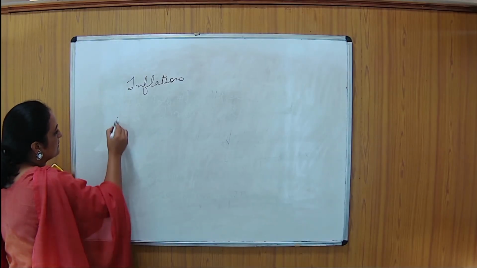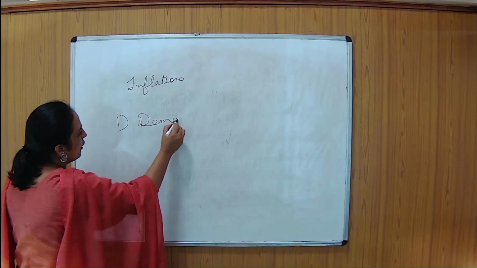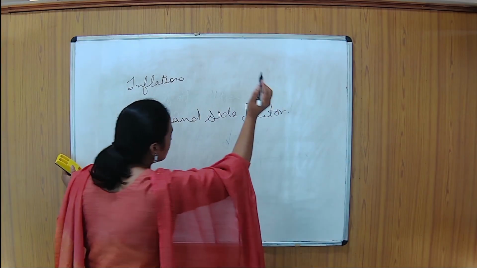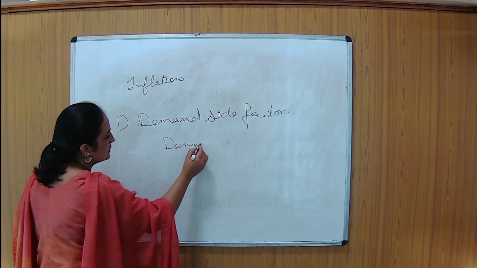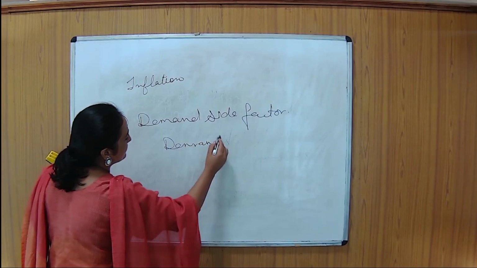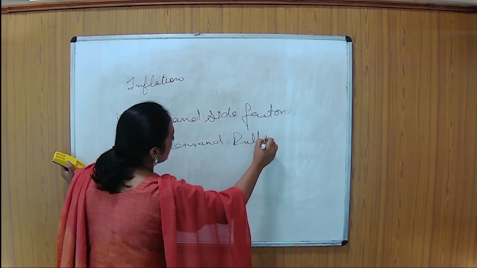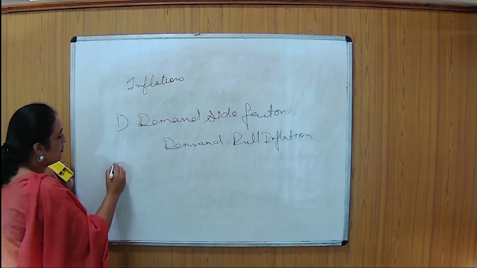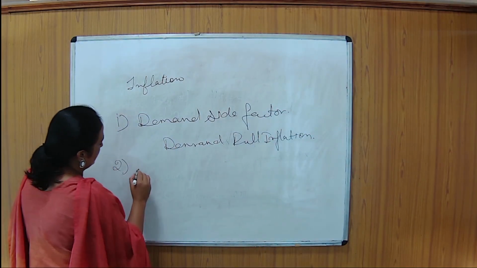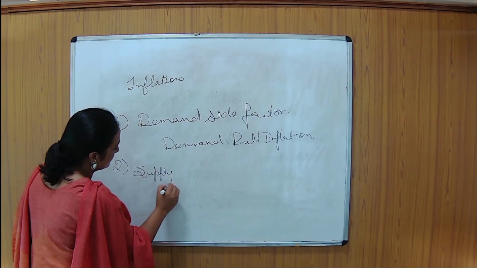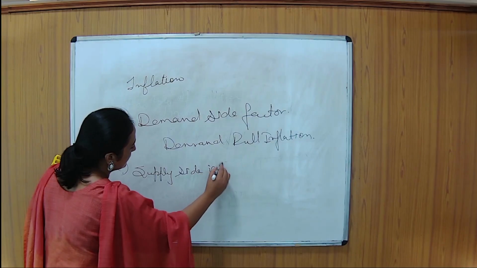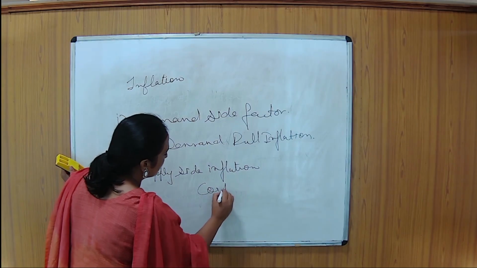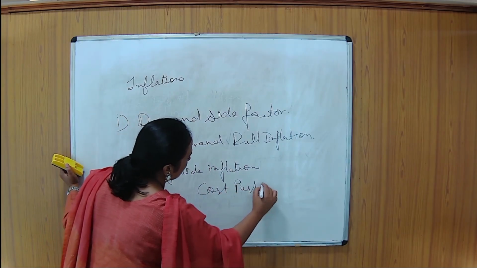The first one is the demand factor, or you can say the demand side factor, which is also known as demand pull inflation. The second one is supply side inflation, and it is also known as cost push inflation.